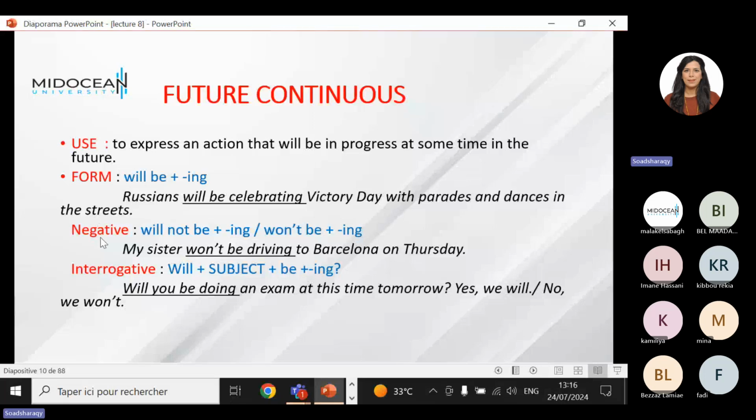Negative form will not be plus ing or won't be plus ing. Example, my sister won't be driving to Barcelona on Thursday. The interrogative form of future continuous. So, will plus subject plus be plus ing form of the verb. For example, will you be doing an exam at this time tomorrow? Yes, we will, or no, we won't.